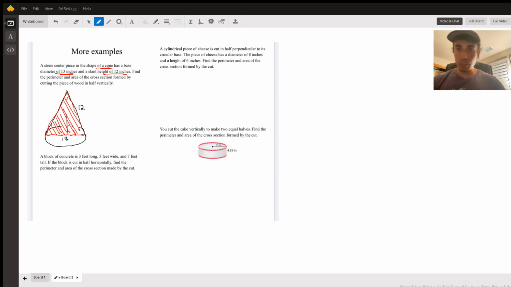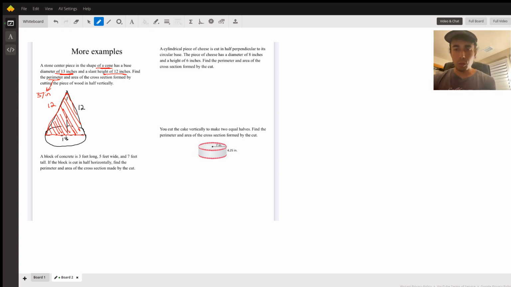All right, well, perimeter is relatively easy because remember, a cone is symmetric. That means it's the same on both sides. So if one side is 12, one of our slant heights, the other slant height is also going to be 12. And again, perimeter, you're just adding them up. 12, 12, and 13 is going to add up to 37 inches. So my perimeter is 37 inches. Area has a little bit more to it, but nothing too crazy.